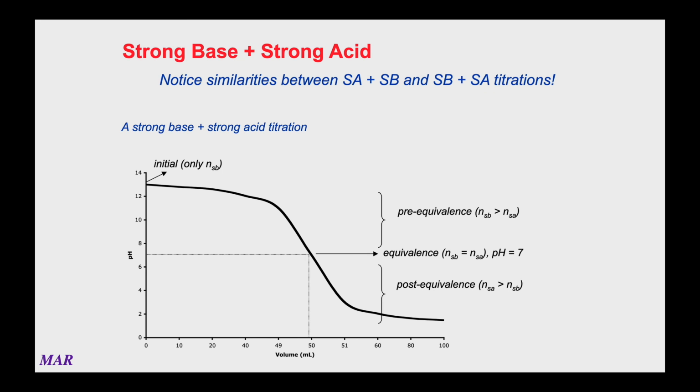Strong base plus strong acid titrations are very similar to strong acid plus strong base. The difference, though, is that, of course, you're starting now with a strong base, so the pH is basic. And then as you add the acid, the pH begins to go down. Equivalence point, where the moles are equal, will still have a pH of 7. Post-equivalence now will be acidic, and pre-equivalence now will be basic. But the equations are almost identical to what you saw for strong acid plus strong base.